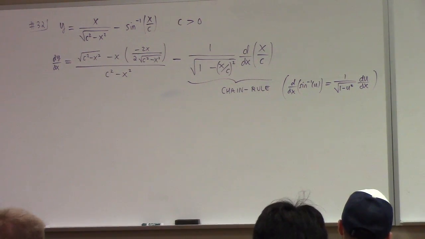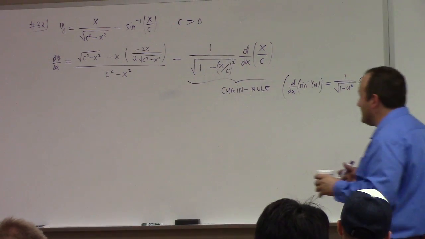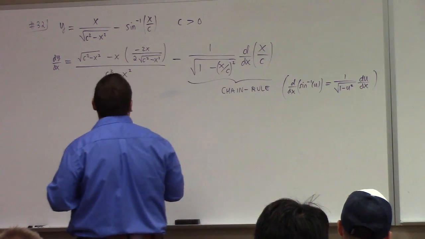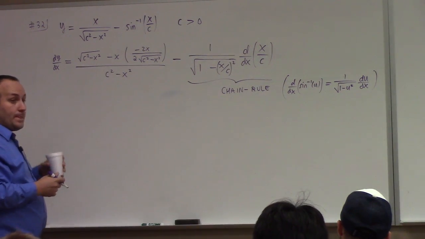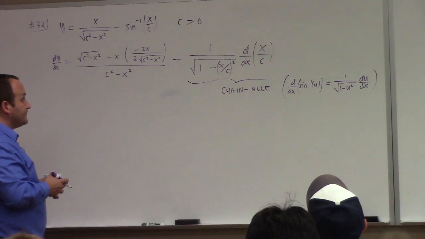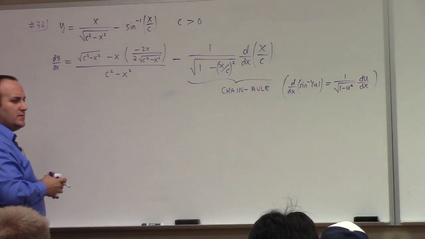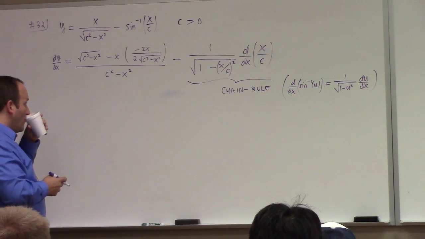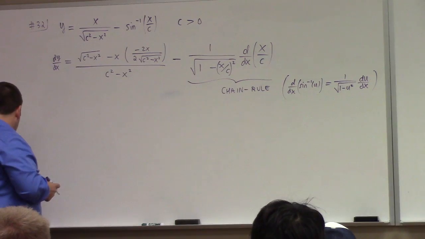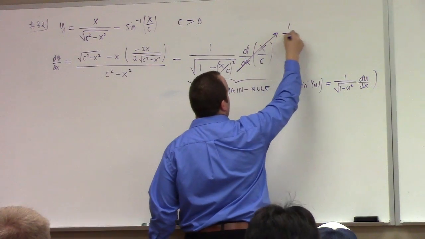Or at least more attractive. Let's see here. So, I don't know. Then what? Isn't it 1 over c? Because you take the derivative of x over c? Wouldn't it be 1 over c? Oh yeah, this simplifies to 1 over c, right?